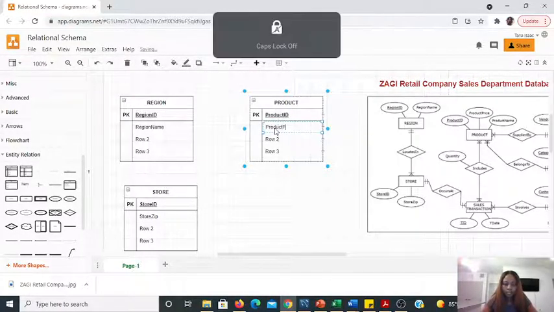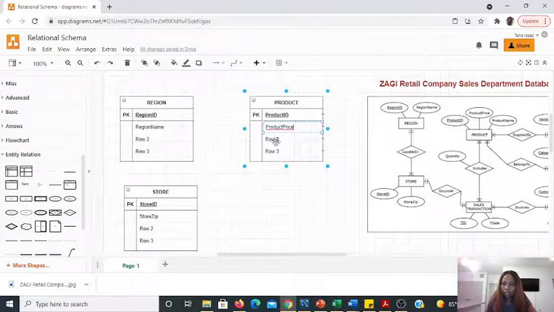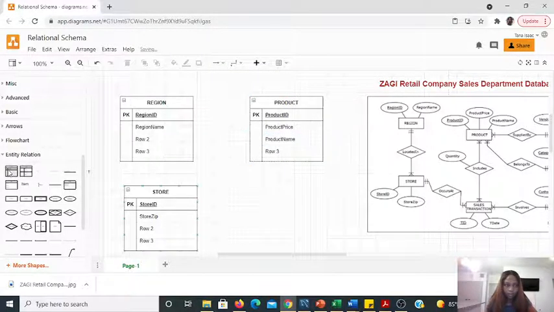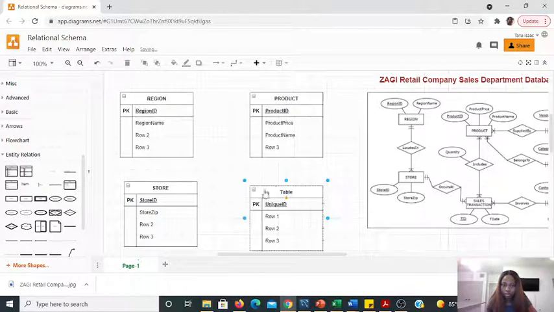product price, product name. The fourth entity is the sales transaction. Sales transaction, and the primary key is transaction ID and transaction date.